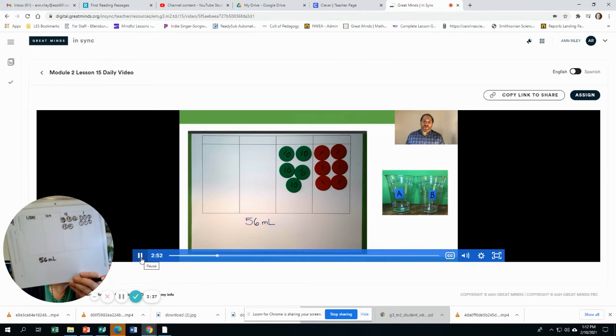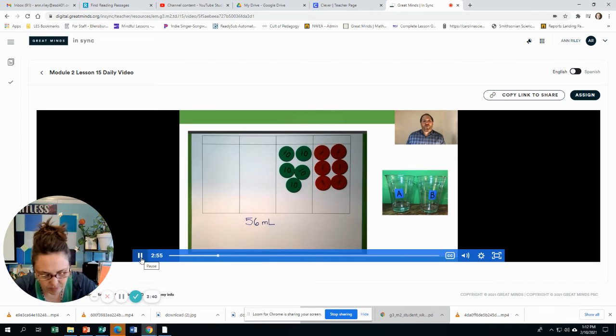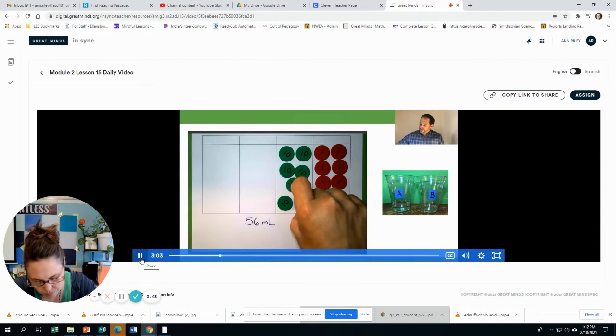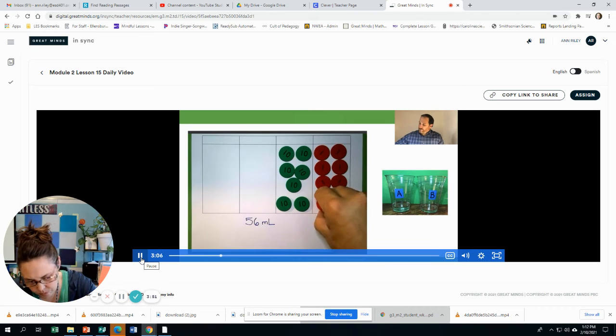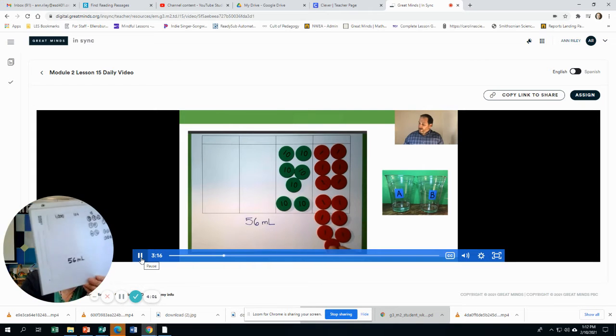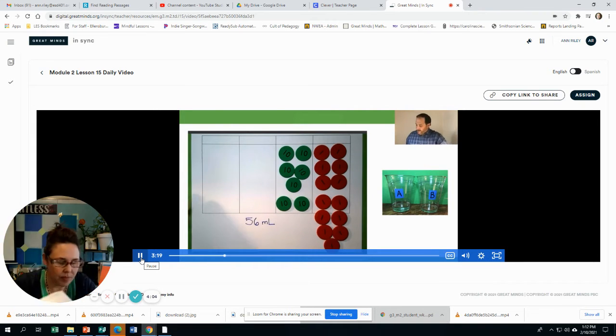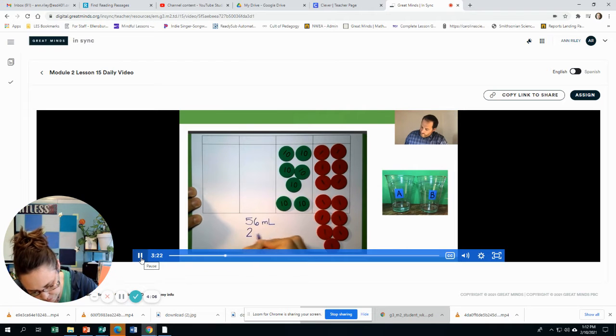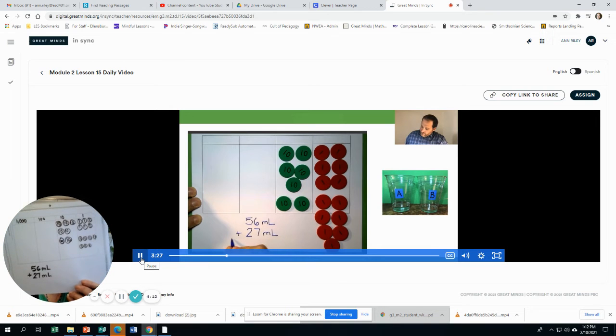In cup B, I had 27 milliliters. How many tens and ones are in 27? That's right. We have 2 tens and 7 ones. 1, 2, 3, 4, 5, 6, and 7. Pause it if you need to. I'm also going to record that in our workspace at the bottom. I'm going to put an addition symbol to show that we're trying to find the total.